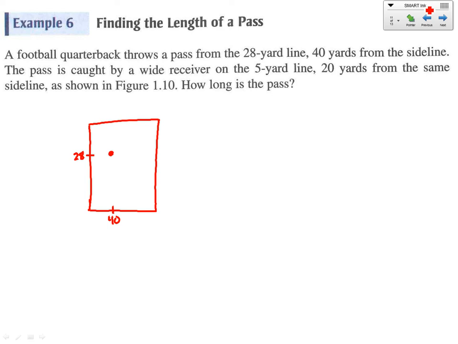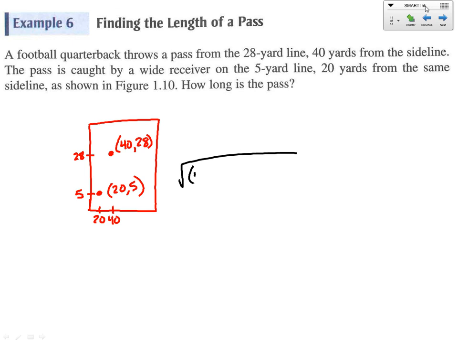And then it's caught by a wide receiver on the 5-yard line, and that receiver is 20 yards from the same sideline. He's right here. So all of a sudden we have a couple of points. This one up here, we can call that 40, comma 28. And this one down here, we can call 20, comma 5. Those are our 2 points. All right, so how long is the pass? That sounds like the distance of the pass. So we're looking for a distance formula here. So let's go ahead and set it up.